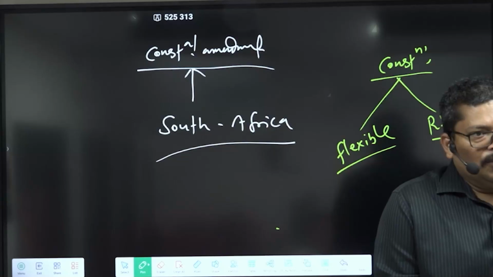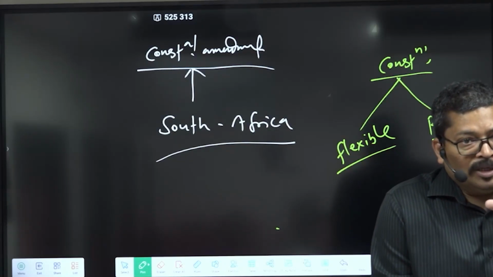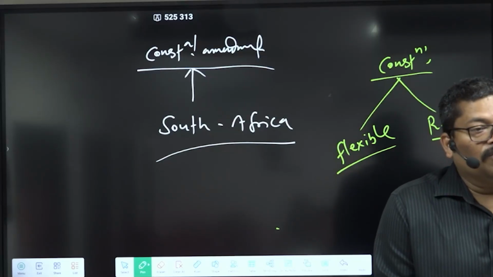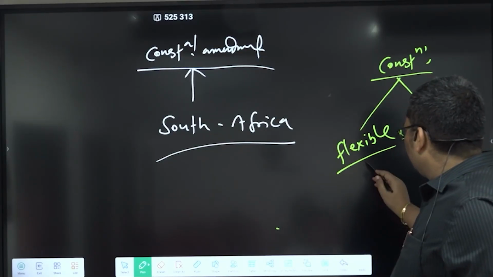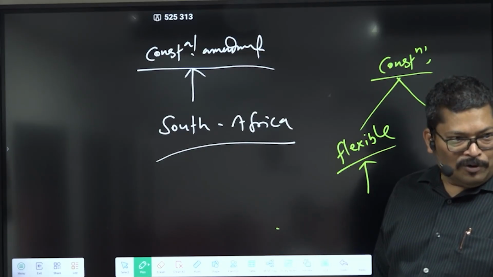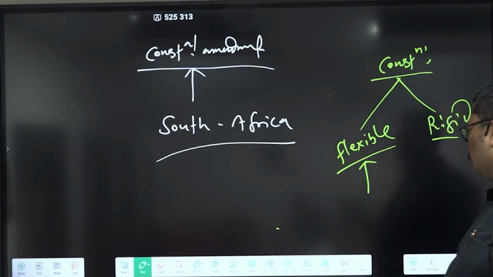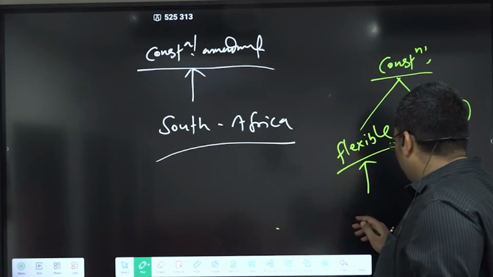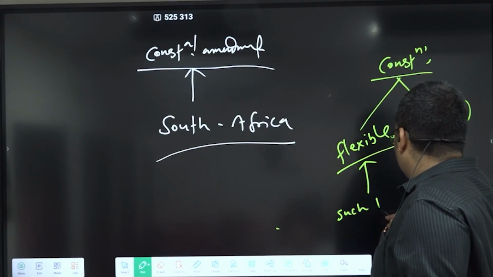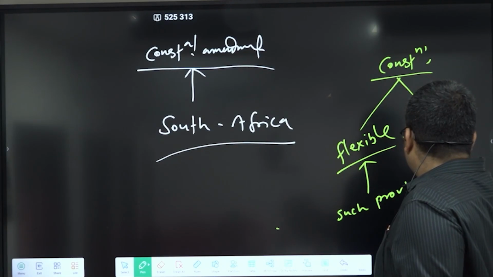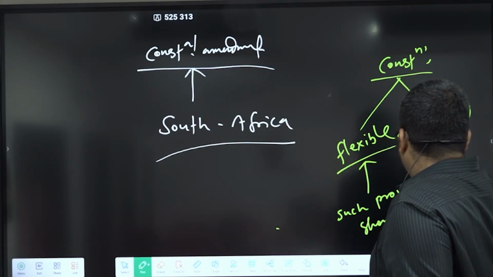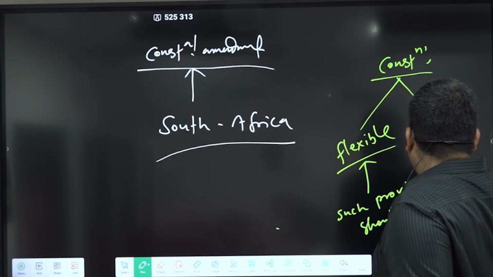The procedure which is to be followed to amend the flexible provisions needs to be an easier one. This concept has been derived from which constitutional scheme? British constitutional scheme. Flexible provisions, such provisions should be amended easily.